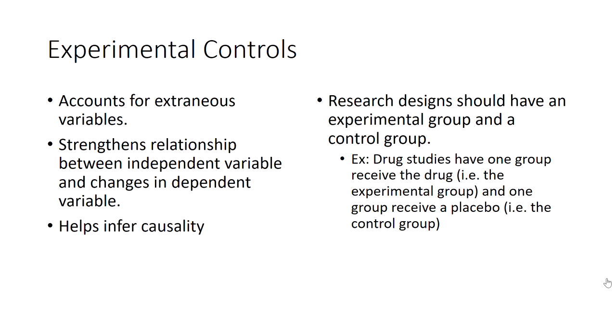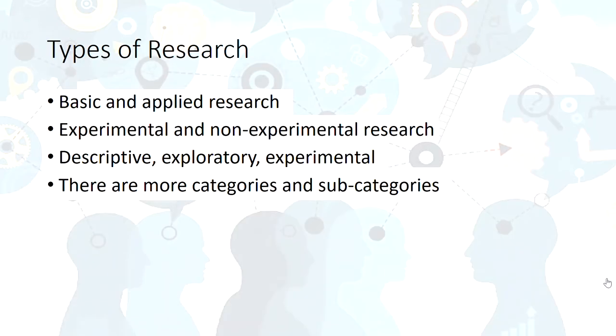They should be as similar as possible, and the only difference should be one's receiving the drug and one isn't, as much as possible. So there are several types of research. I'm going to go through each of these individually. So there's basic and applied research, experimental and non-experimental research.